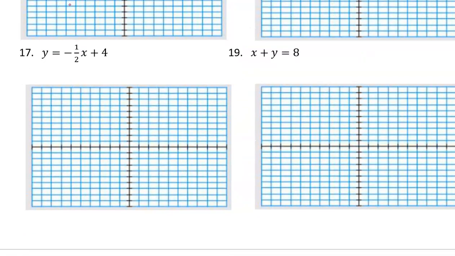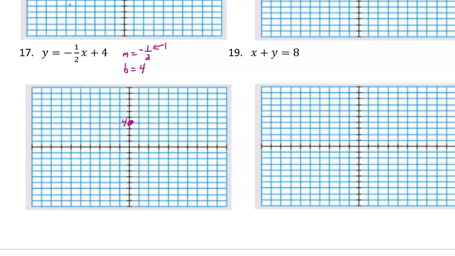Number 17, this is in slope-intercept form. The slope is -1/2, and the y-intercept is +4. 1, 2, 3, 4. Now, what does a slope of -1/2 mean?